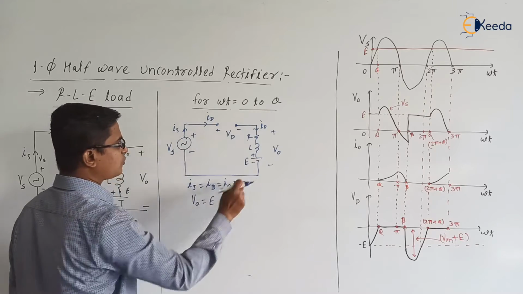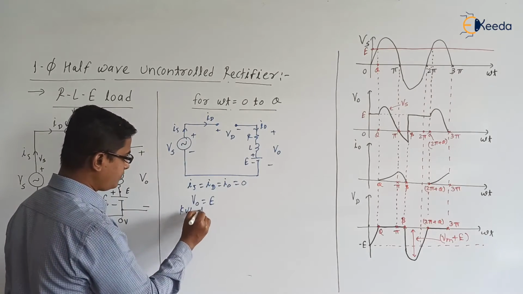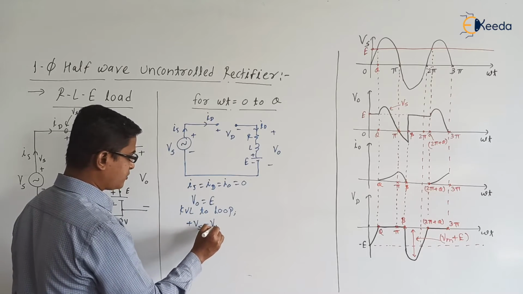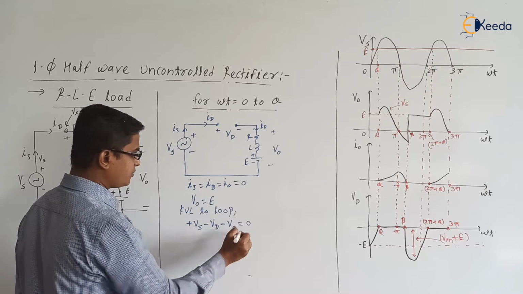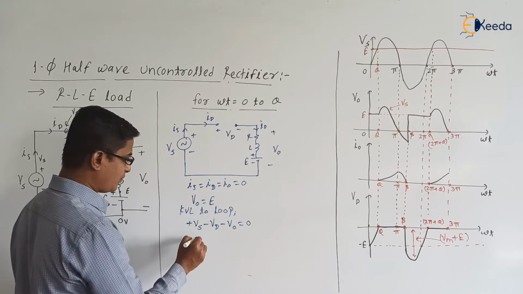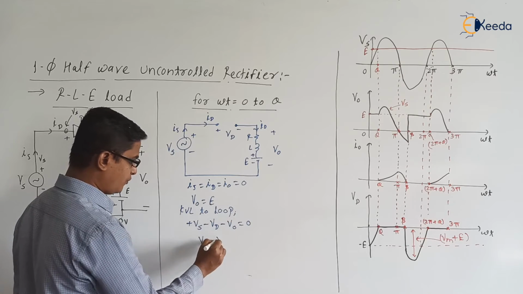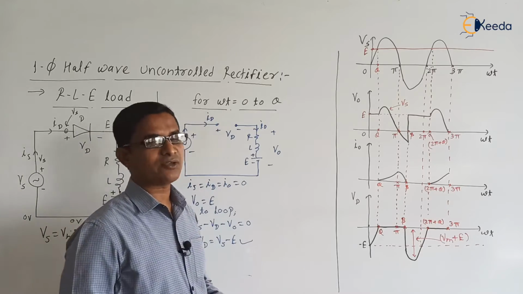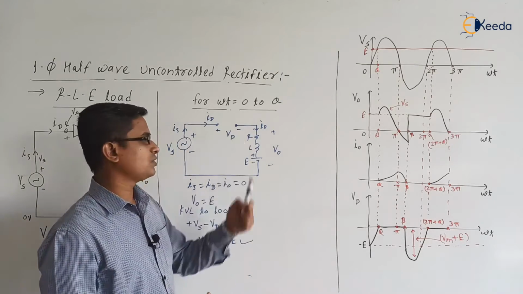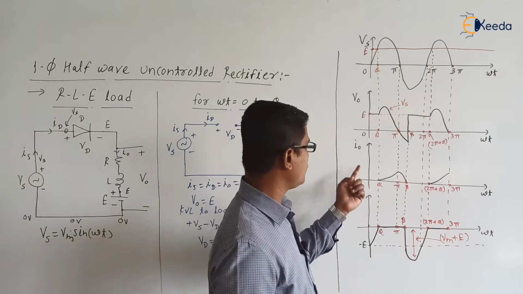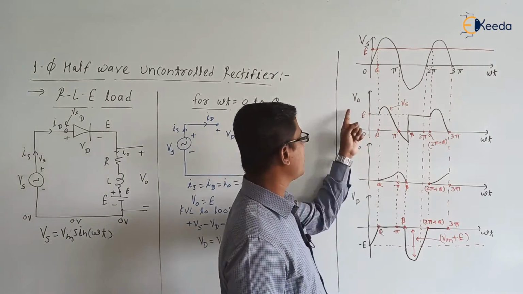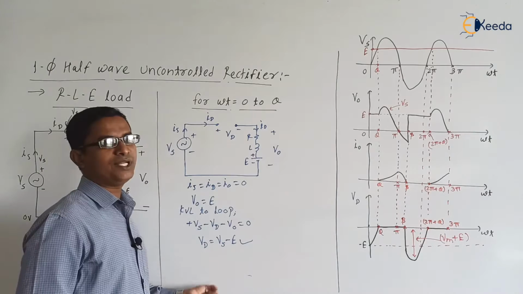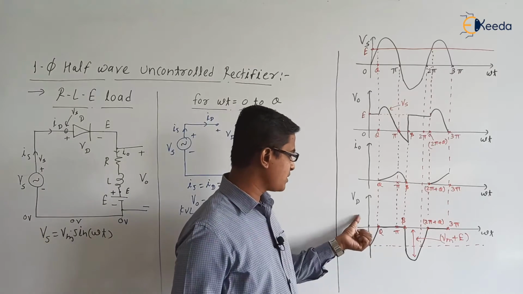Next, can we apply KVL to the loop? Yes, KVL to the loop. So we can write plus Vs minus Vd minus V0 is equal to 0. But what is V0? V0 is E. So we can write Vd is equal to Vs minus E. So if you check the waveform, during omega t equal to 0 to theta, I0 is 0, V0 is equal to E, and Vd is equal to Vs minus E.